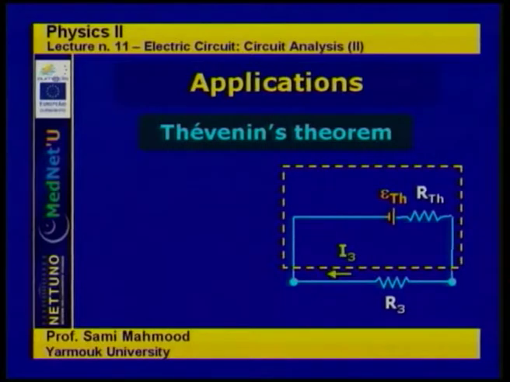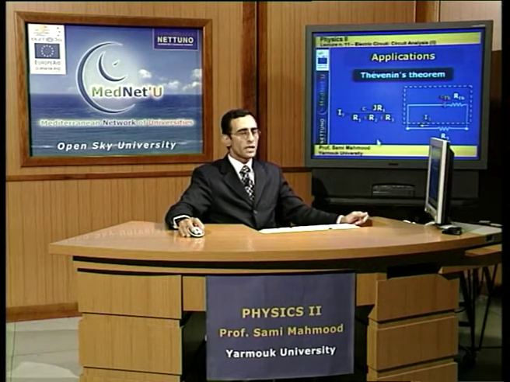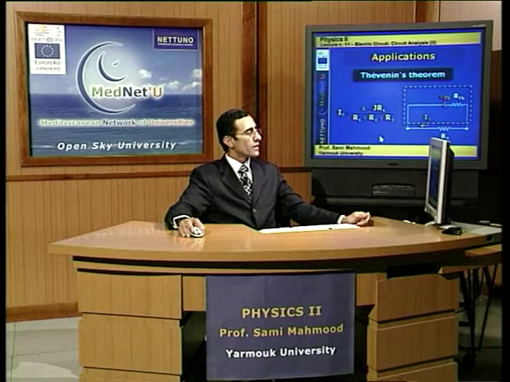By hooking it to R3, we can determine very easily I3, the current flowing across the load R3. And this is simply equal to the voltage, which is epsilon Thevenin, divided by R Thevenin plus R3. And we substitute for epsilon Thevenin and for R Thevenin, and we obtain the result: I3 is equal to epsilon minus JR1 over R1 plus R2 plus R3. This is a straightforward example of the application of Thevenin's theorem.